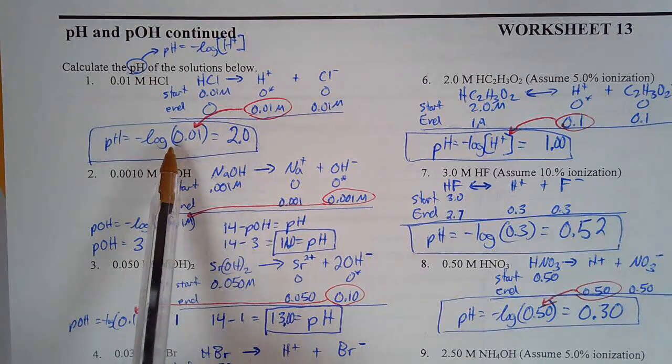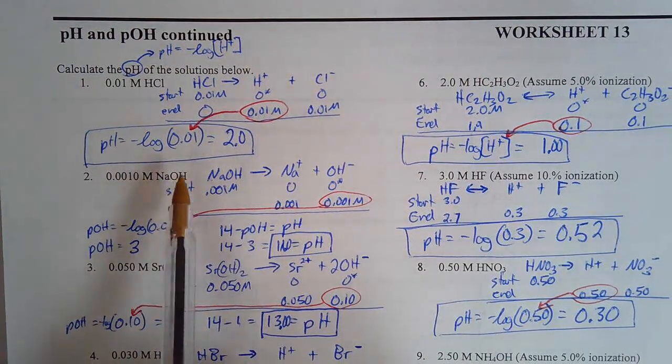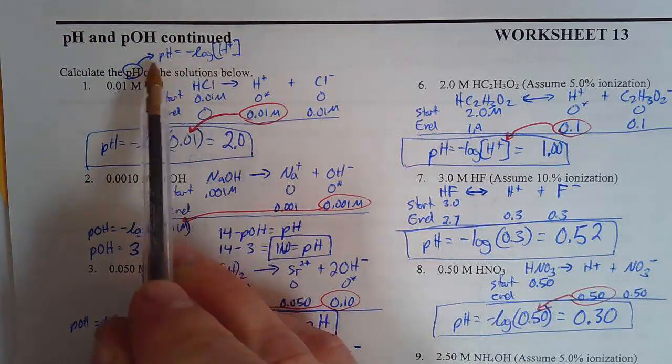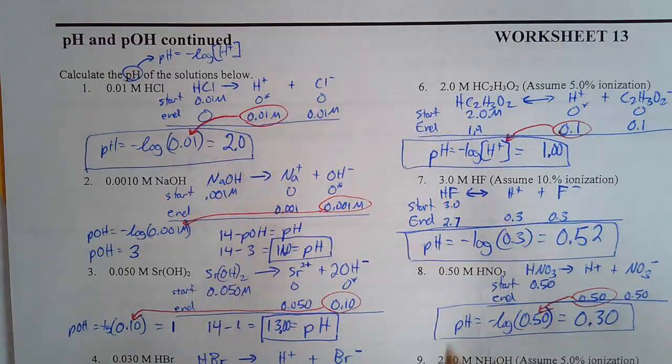Now I have the hydrogen ion concentration, so I can plug into the negative log of H+ to get the pH, and I do that, and I get 2 for the pH.